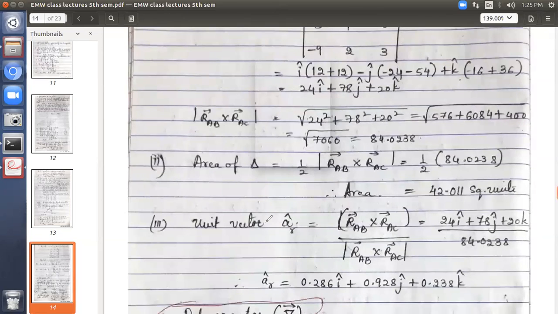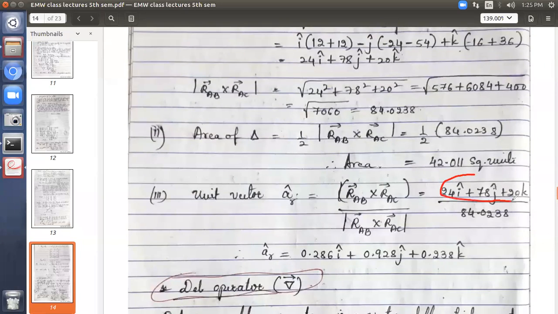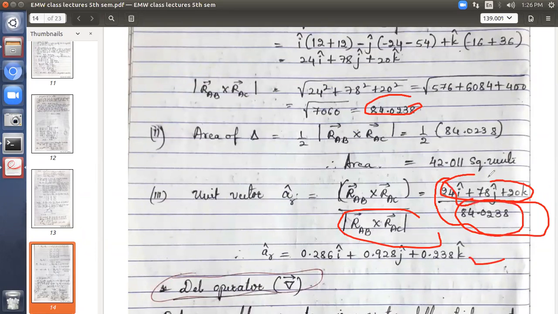Then the last one, unit vector. How to find the unit vector? You know this. The given vector divided by its magnitude. The vector you have just calculated is the cross product of RAB and RAC. Take that vector as it is, divided by the magnitude. For the magnitude, you have just calculated it. This is your unit vector. Split this: 24 divided by 84 plus 78 divided by 84 plus 20 divided by 84. Whatever coefficients you get, you write them.